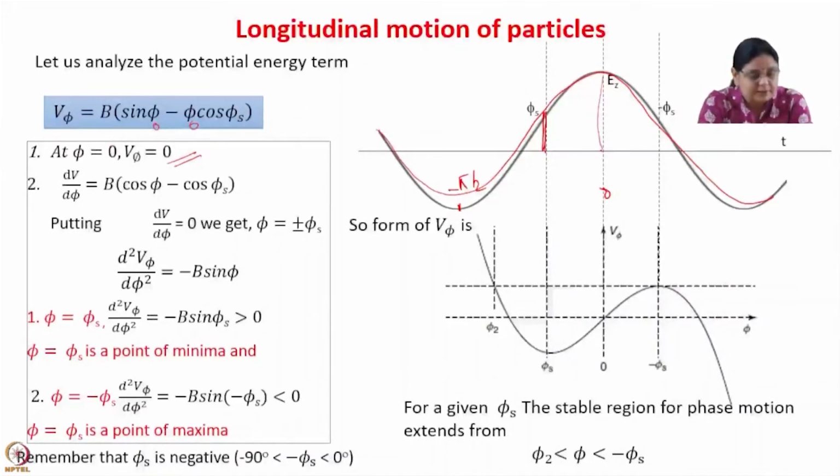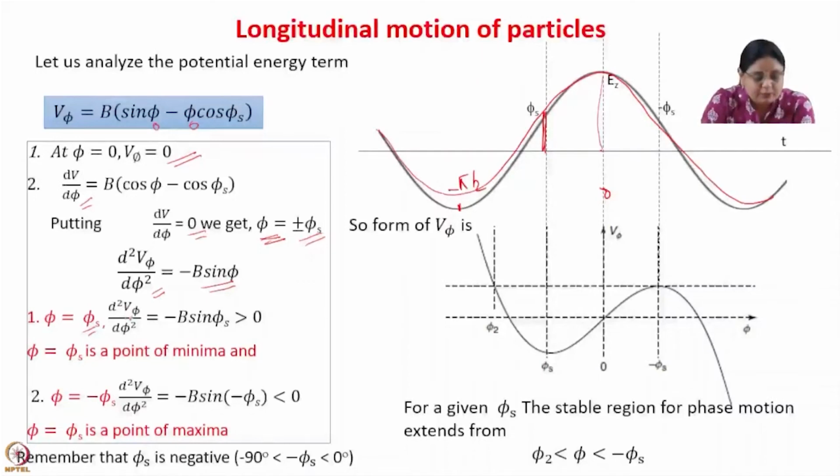Again, let's differentiate V(phi) with respect to phi. We get B(cos phi minus cos phi_s). Putting dV by d phi equal to 0, we get phi equal to plus minus phi_s. These will be points of maxima or minima. So let's calculate which is a maxima and which is a minima. Differentiating V(phi) again, we have d2V by d phi square equal to minus B sin phi.